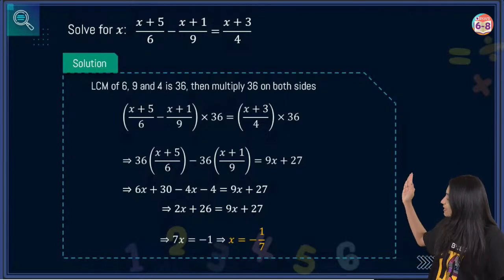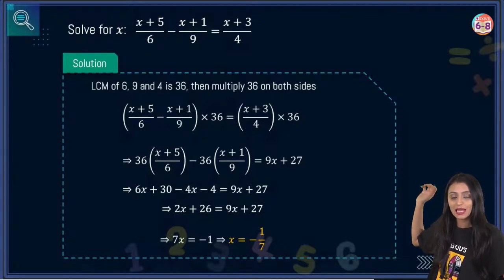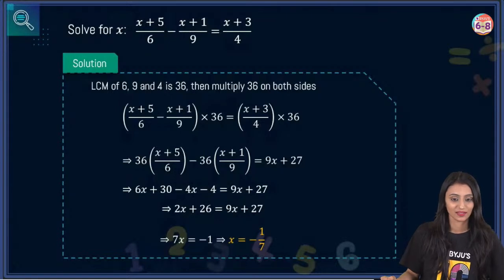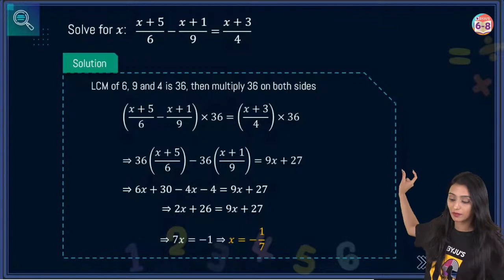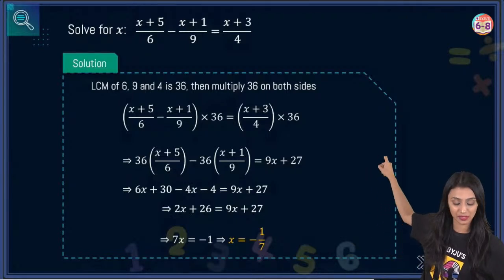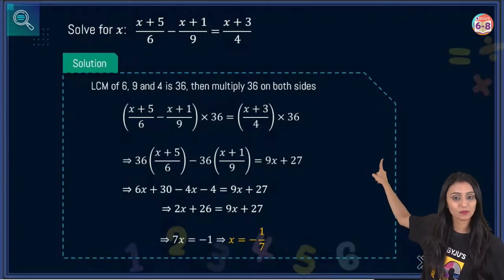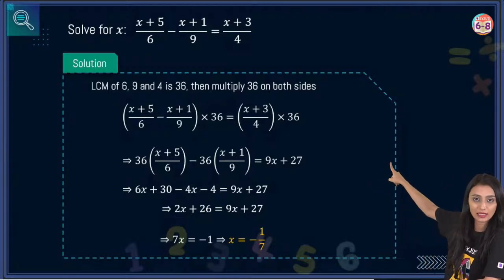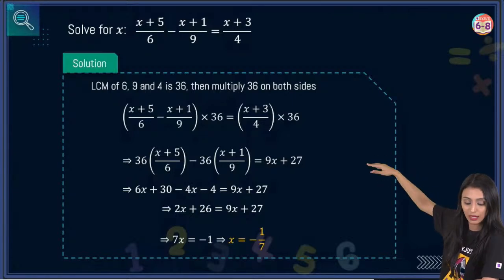So LCM for 6, 9 and 4 is going to be 36. Let's multiply by 36 on both the sides. What will I get? 36 times (x plus 5) by 6, thus 36 will be multiplied with each one of them, minus 36 times (x plus 1) by 9 equal to 4 and 36 will cancel out in the first step. So we will get 9x plus 27. And in the second step, 6 and 36 will cancel out, right? You will have 6 times 1, 6 times 6 that's 36, 9 times 1, 9 times 4.